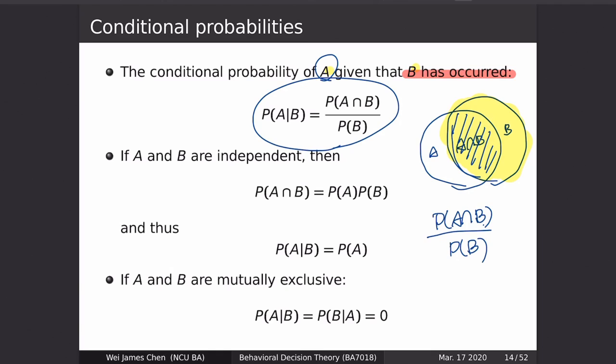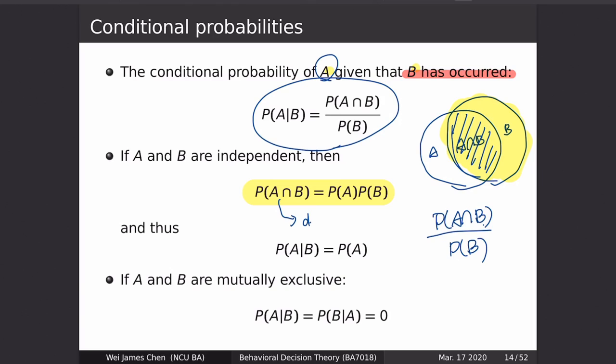And if A and B are independent, what is independent? We define independent as the following. If A and B are independent, we say that P(A intersect B) equals P(A) times P(B). Okay, this is a very important idea. This is the definition of independent. If you want to check whether two events are independent or not, this is the only condition you need to check. You calculate this first, then calculate this, and see whether this equals this times that.